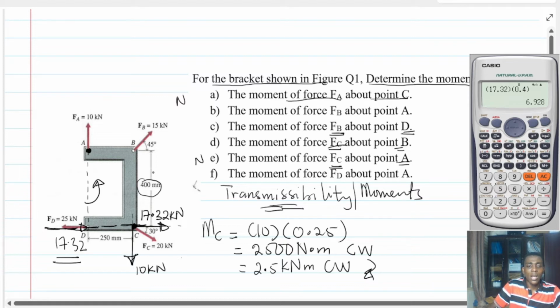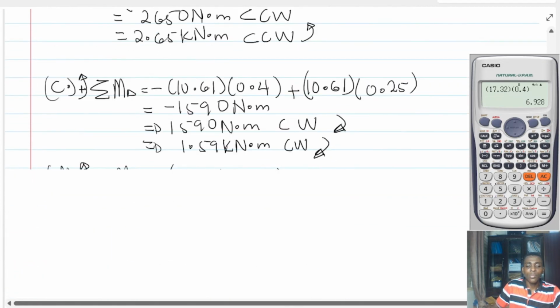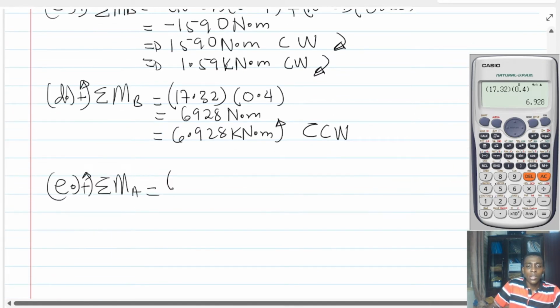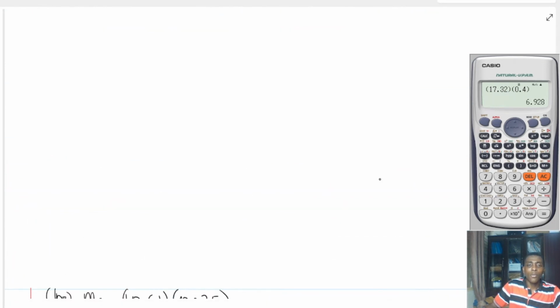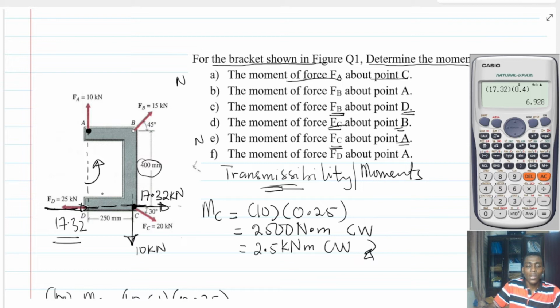So that is 17.32 multiplied by 0.4. So 17.32 multiplied by 0.4. And then I'm going to do the vertical component, which is 10 kilonewtons.